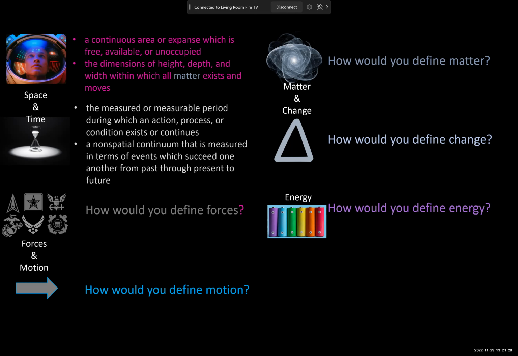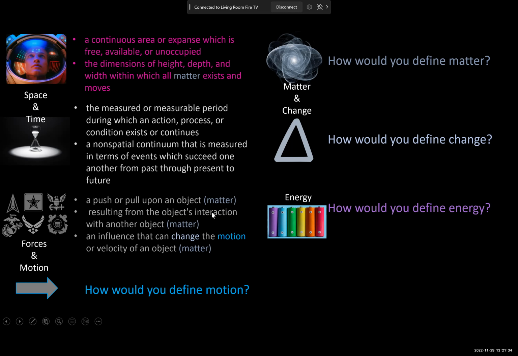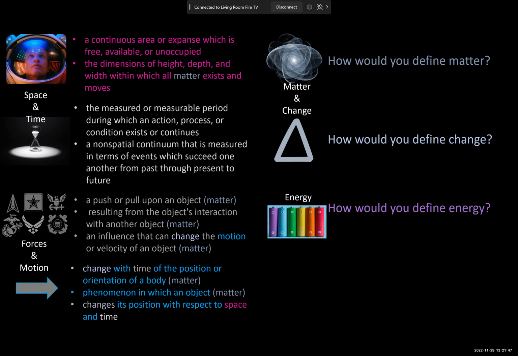Milo, how would you define forces? Okay. So push or pull on an object is a good way to put it, or an influence or change that can change motion or velocity. Very good. So push or pull is it. All right, Lily, how would you define motion? Something that moves. That's pretty good. So it's a change with time of the position or orientation of a body. So over time, the position of something changed.